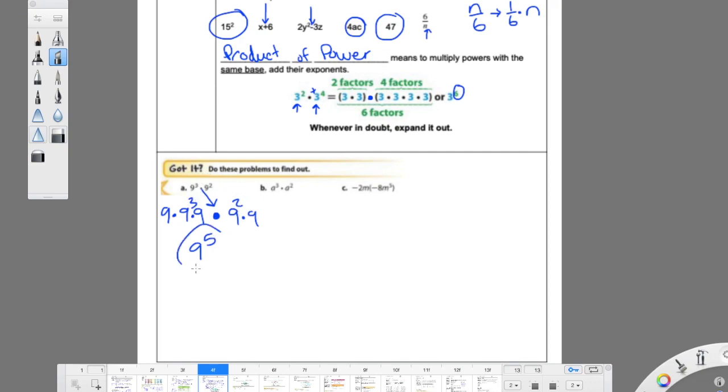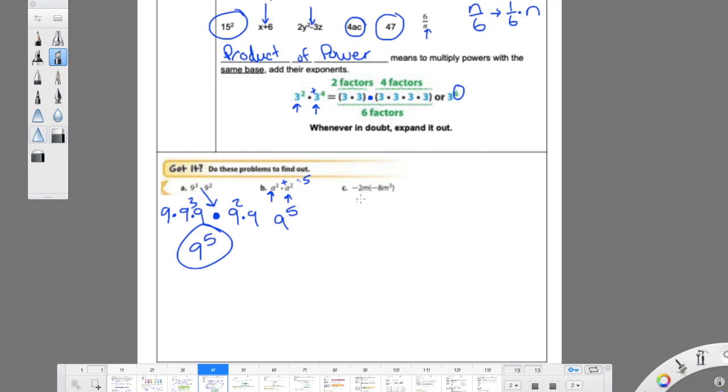And this is what they want us to write down here. All right, so without expanding this one, I want to do the same thing, but I'm going to look at it. I have the same base, a and a, so I know I'm going to have a. And then I'm just going to look at the exponents. I have 3 here and 2 here. If I add them together, I get 5. So that's going to be my new exponent, a to the 5th power.